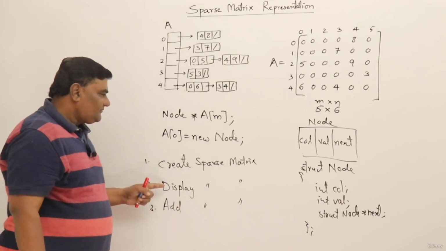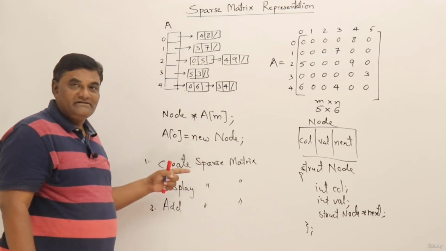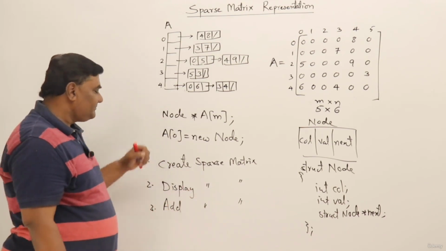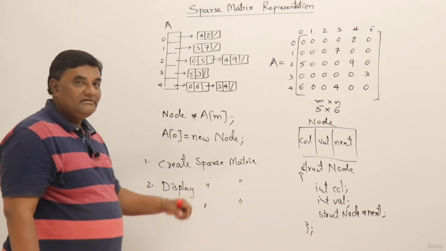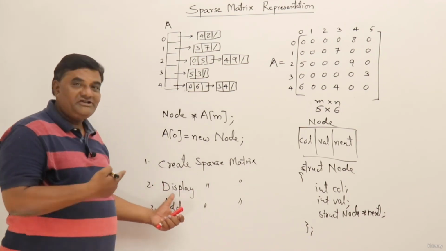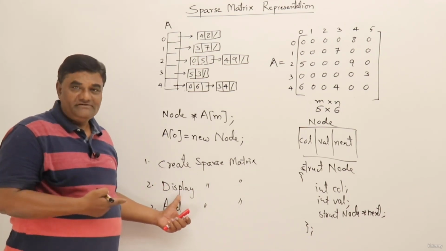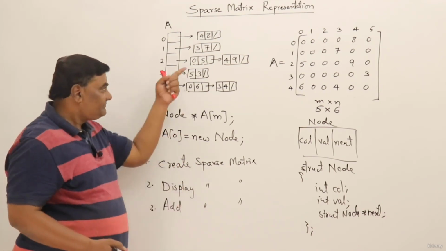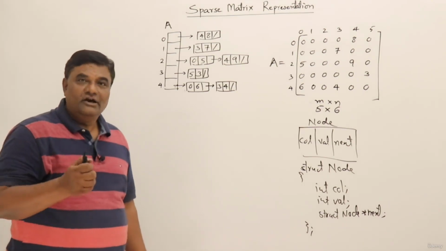So these are the three things you have to do. Create sparse matrices, so then you should be able to create more than one. Then display, how to display the sparse matrix, and how to add two sparse matrices. Out of this, I will just share the idea how to display this one. So I will write a piece of code for displaying this sparse matrix. Let us see how to display.